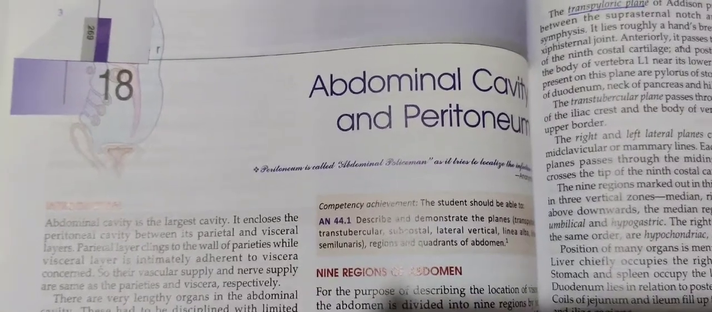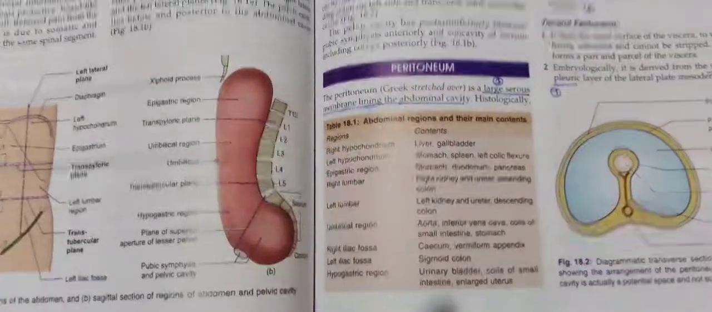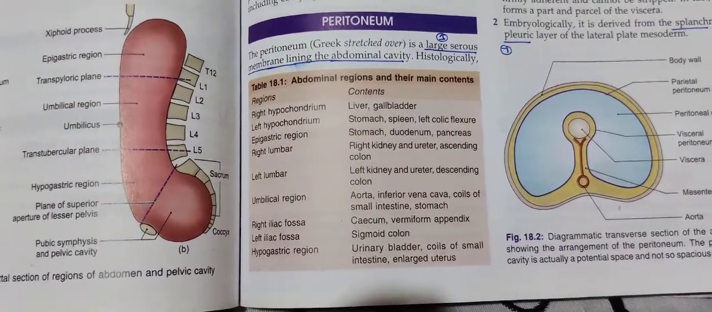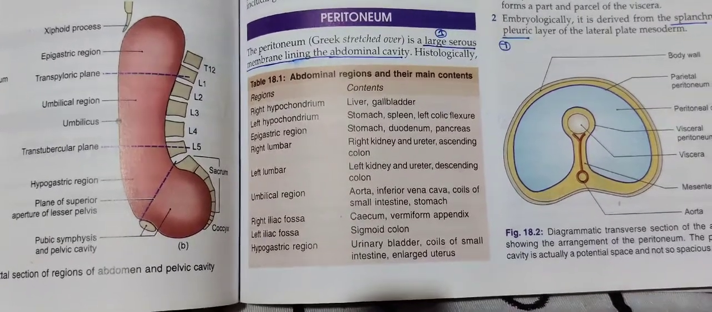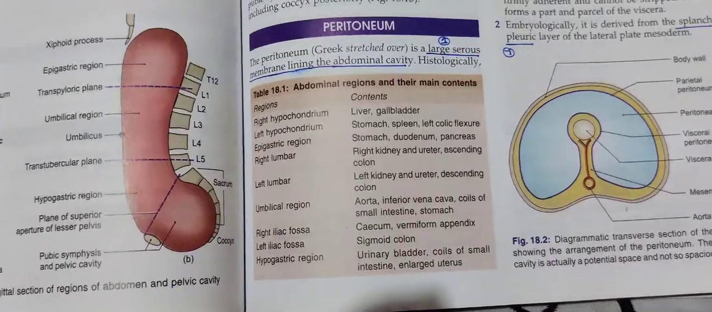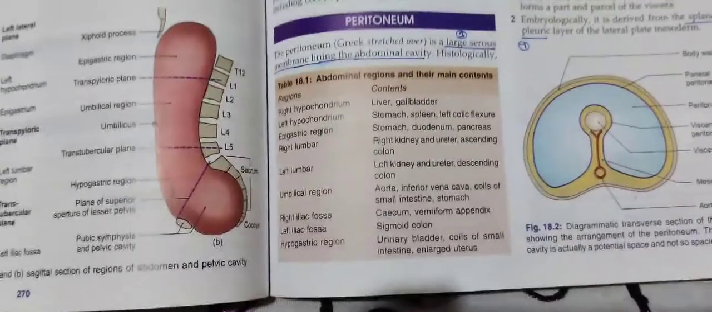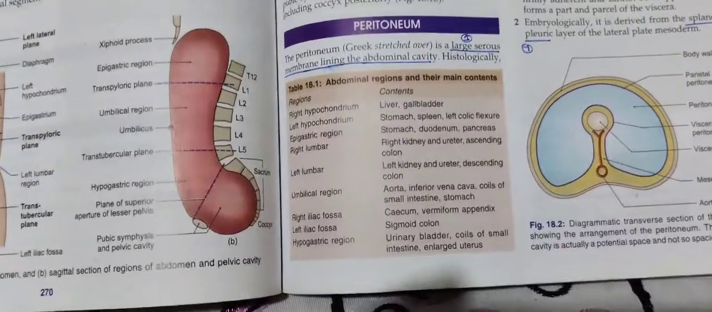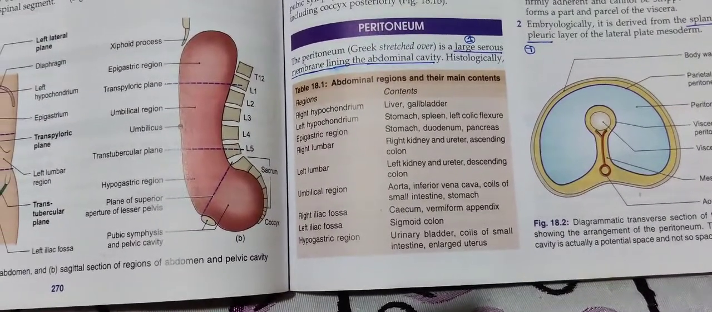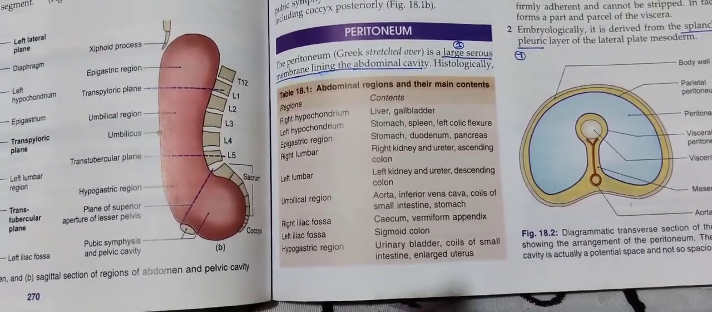So now let's do the revision of the abdominal cavity and the peritoneum. First thing we need to know is that the peritoneum is a large serous membrane which lines the abdominal cavity. It is like a polythene cover, or like a mask, which is present inside the abdominal cavity and holding all the viscera. It is like a balloon present inside the abdominal cavity.